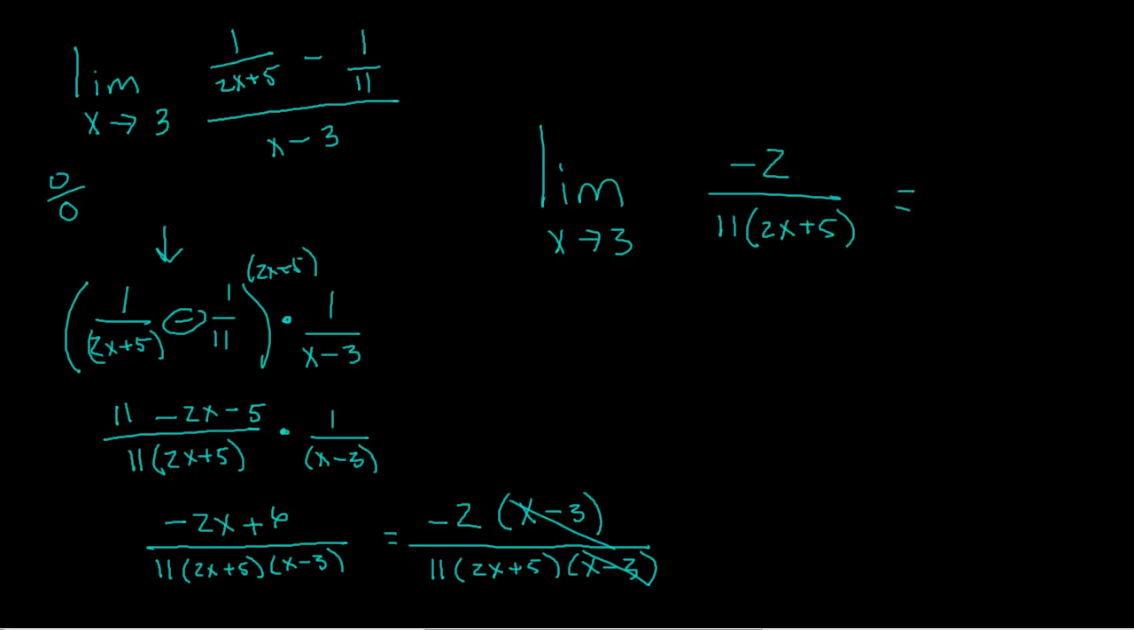So let's see here. When I re-plug in 3, I get negative 2 over 11 times 2 times 3 is 6. 6 plus 5 is 11. And 11 times 11 is 121, so I get negative 2 over 121. There is my limit. So don't be afraid of the fraction problems. They just take a little bit of time, but I trust that you guys can get them. They're not too bad, and you'll do great on them.